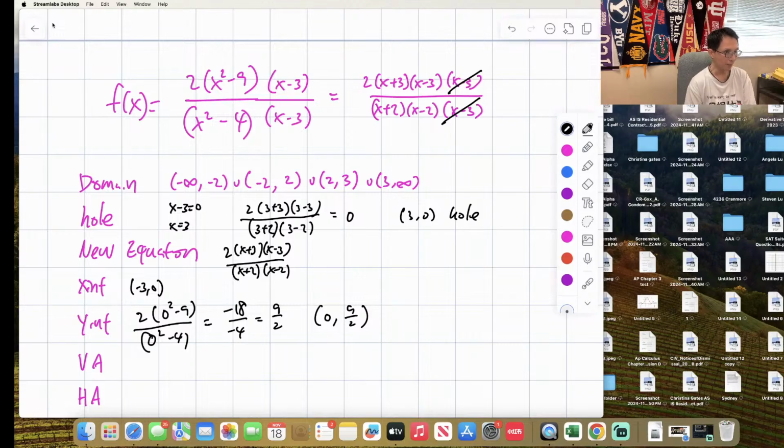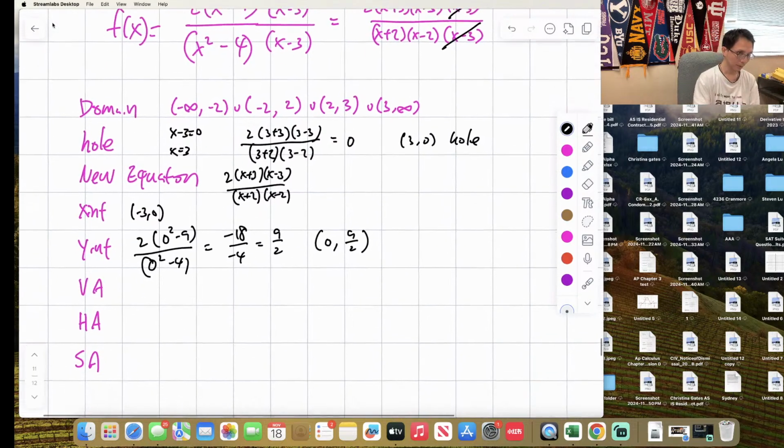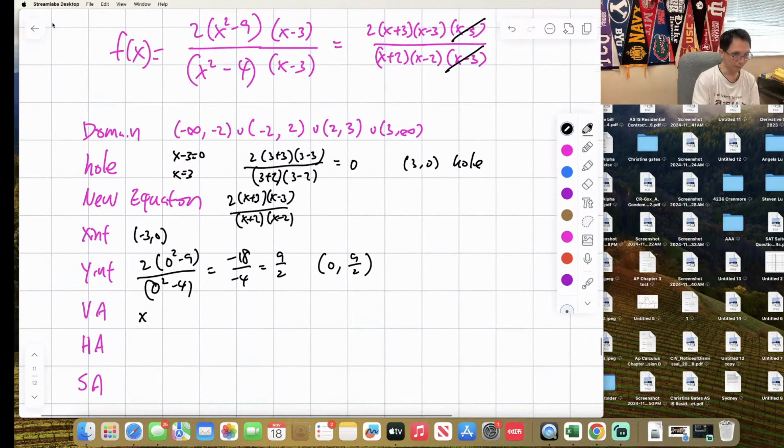How do you find the vertical asymptote? x equal to what? What's the vertical asymptote? Not negative x. x equal to what? Negative 2, and x equal to 2. You set the denominator equal to 0. Remember? So that's your vertical asymptote. Is that okay? How about the horizontal asymptote?